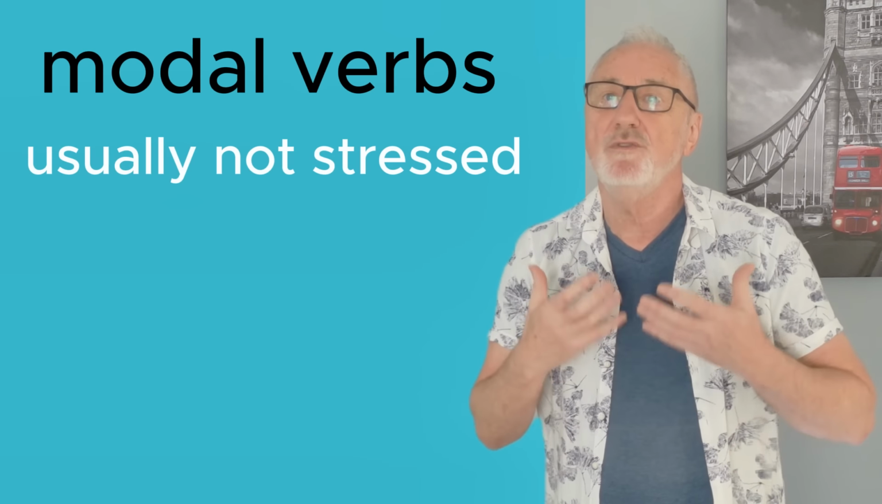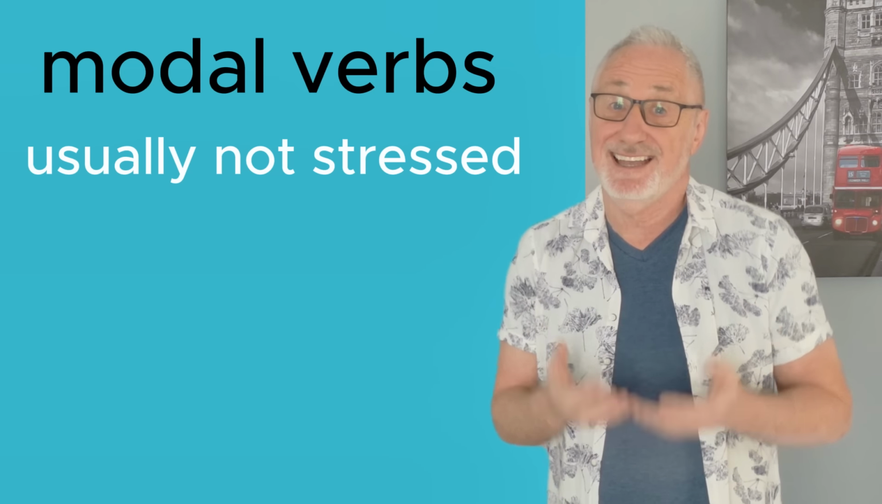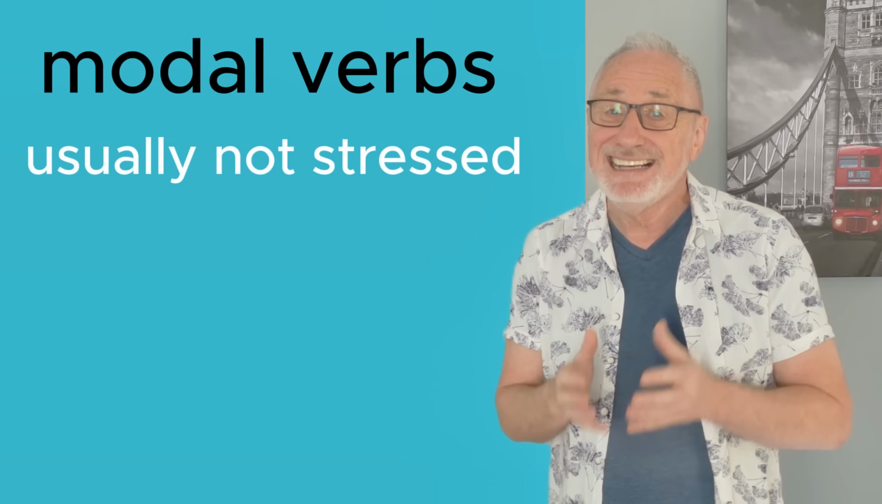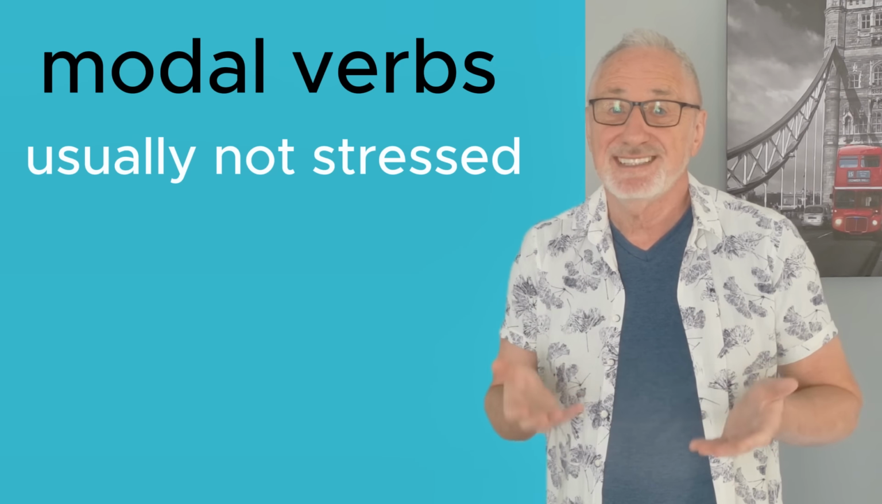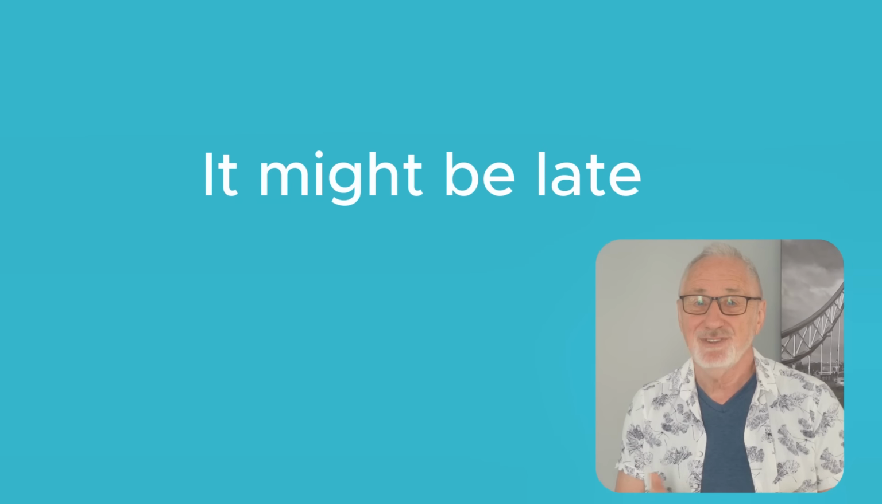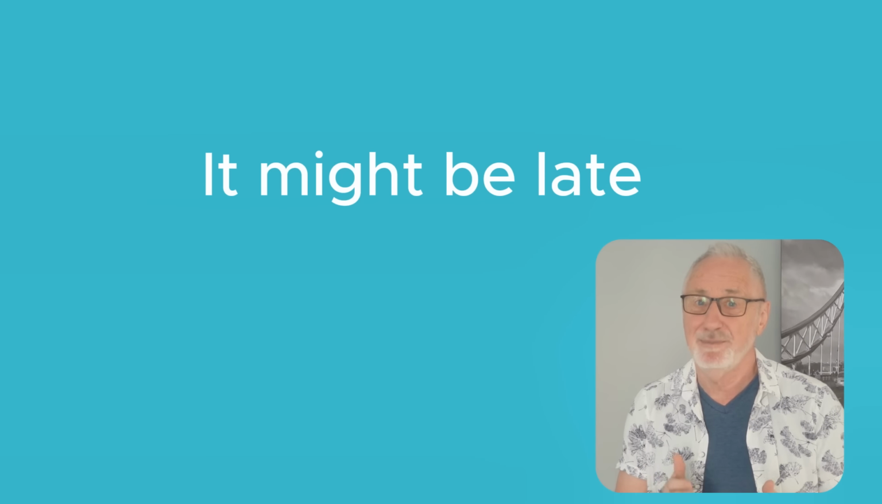Now, to pronounce these correctly, make sure these modal verbs are not overly stressed, unless you want to emphasize an uncertainty. More often, they're really lightly pronounced. For example, you're not likely to say, it MIGHT be late, but rather, it might be late. You try it. Try and keep the stress off might. It might be late.